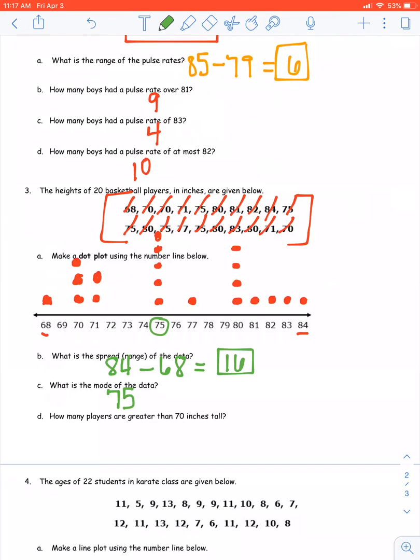Part D, how many players are greater than 70 inches tall? So let me get rid of that. Greater than 70 inches would be 71 or higher. Now you can count up all those dots, or you can just take the 4 dots below and say, well, if there's 20 people, then 20 minus 4 is 16. Or you could count up all the dots in that range.